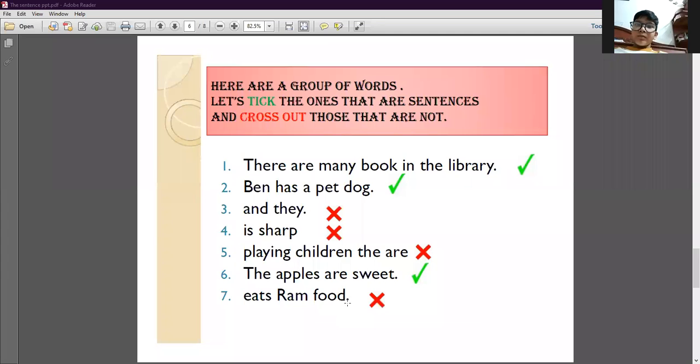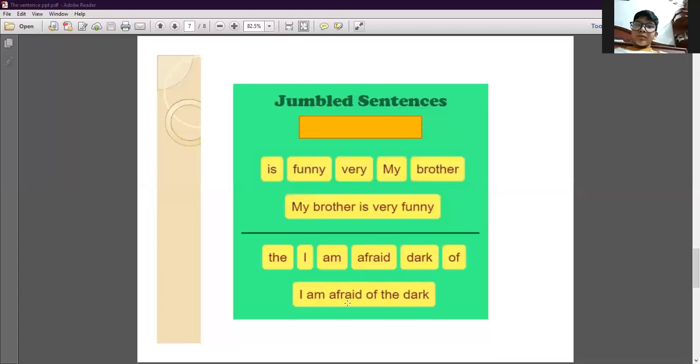Dear student, now let's start the exercise. Okay, these are the jumbled sentences. Now number one is here: is funny very my brother. So this is not in order. The group of words given here is not in order. So you have to write the sentence and give it a particular correct order. So now I'm writing: my brother is very funny.